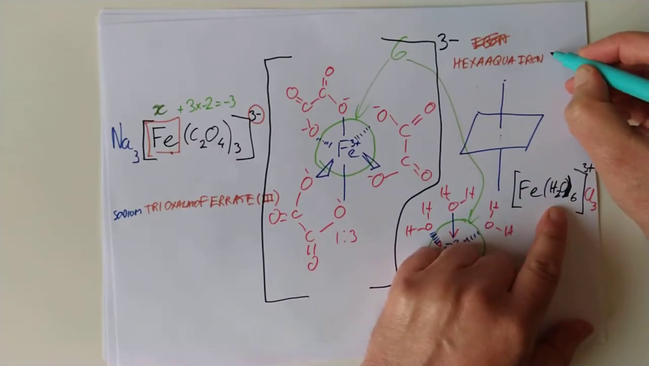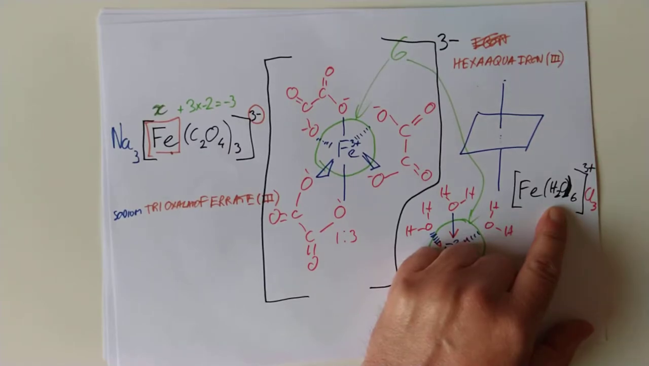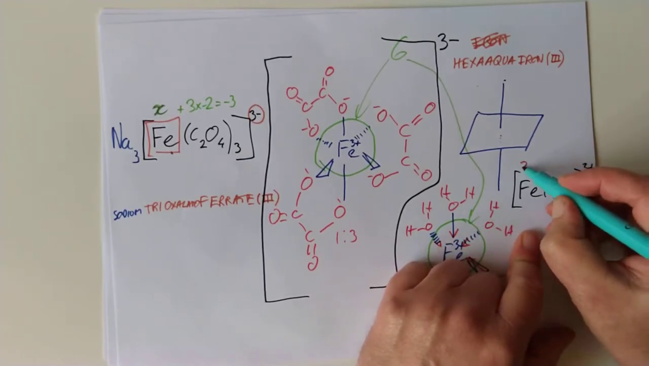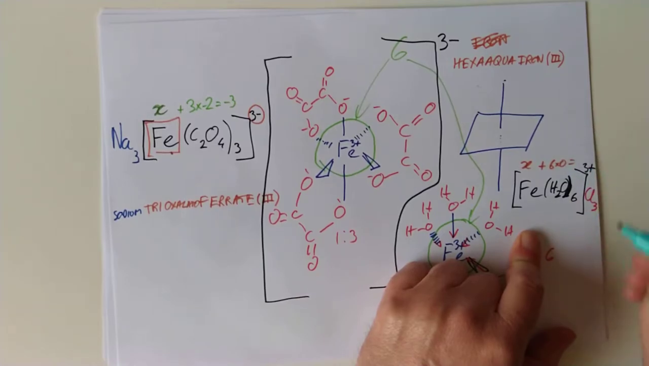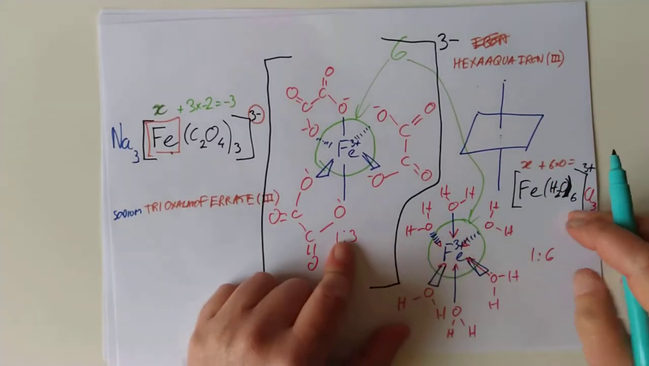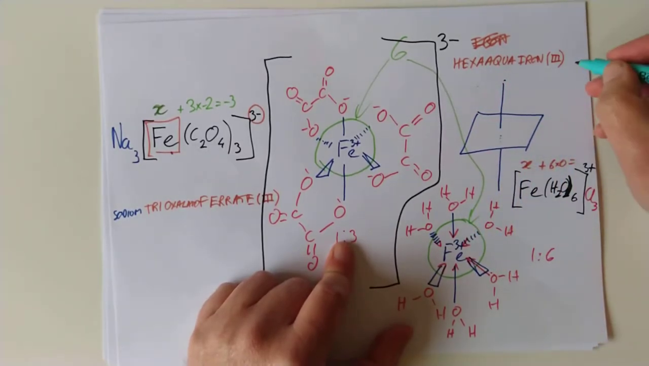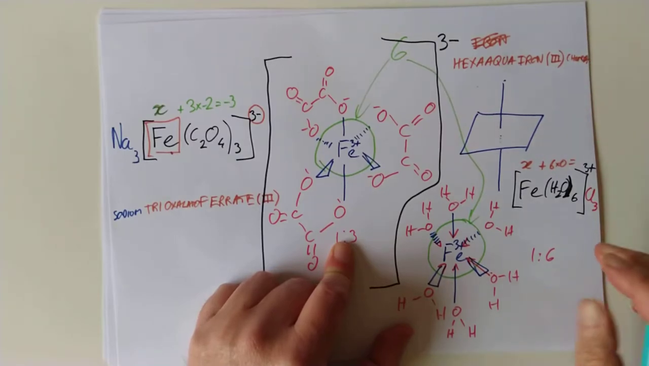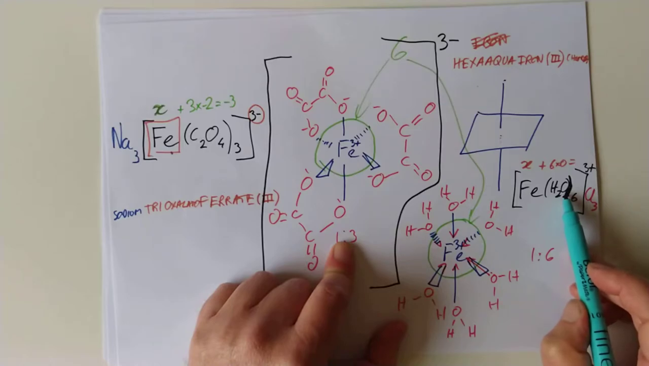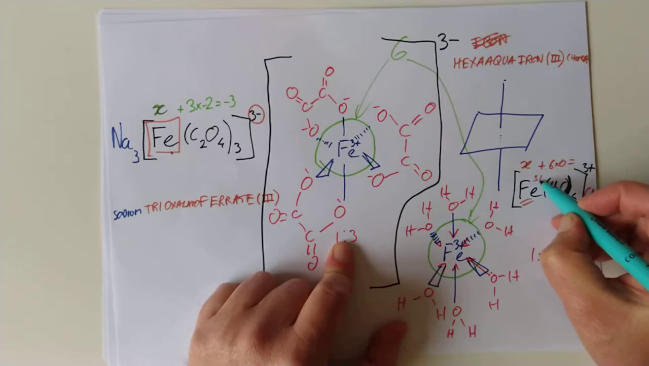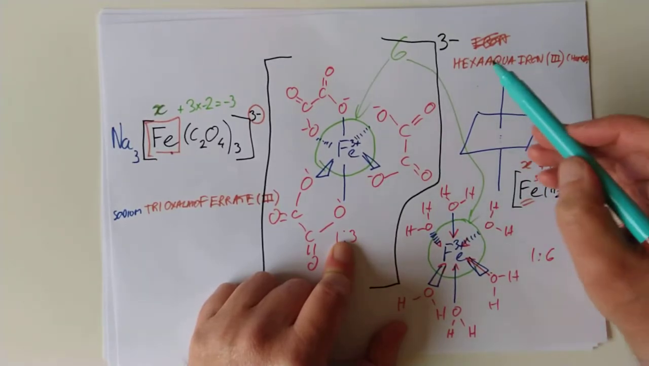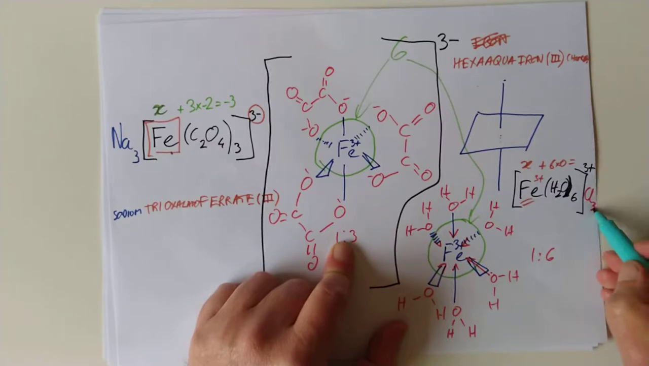Okay. So I sped over that very quickly. Sorry, how do I know it's just 3? Because if we did it algebraically again, that would be X plus 6 lots of nothing. There is no charge on water, equals 3 plus. So therefore, X must be 3 plus. So hexaaquairon(III) chloride. Sorry about that, guys, I ran out of room for that. So that's hexaaquairon(III), not because that's 3, but because the iron has an oxidation number of 3. Very common mistake, that one. Hexaaquairon(III) chloride, because chloride is your counter ion.